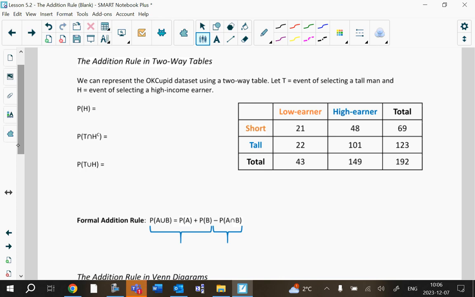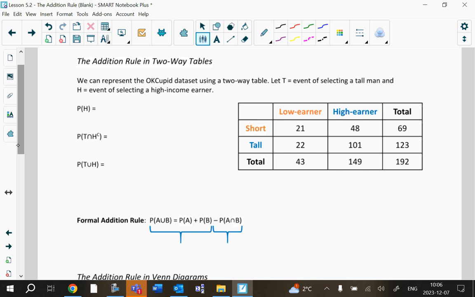In Unit 1, I was asking you what proportion were this, or what percent were this. Now we're just saying, what's the probability of selecting this? It's still the same. It's the same answer. Okay? So we've got T and H again. So we can use the table to find the probability of a high earner.